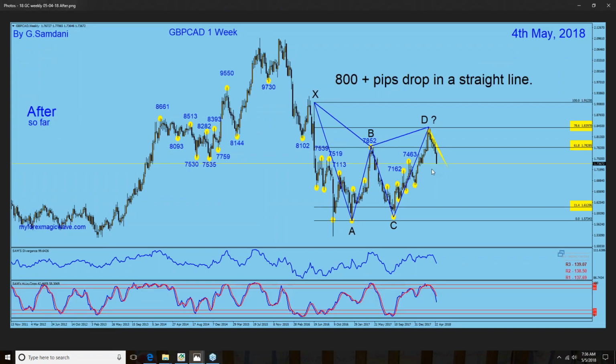Look, this is what's happening. And no wick whatsoever when we close on Friday. That means it's just going to continue dropping. So this is how powerful this analysis is. My analysis is pretty good.